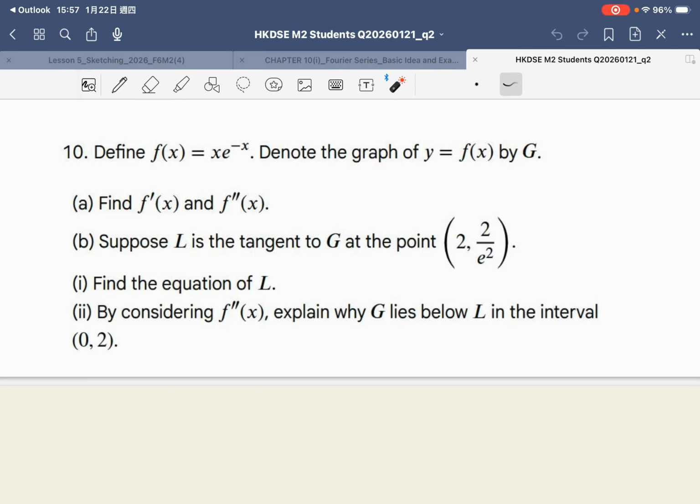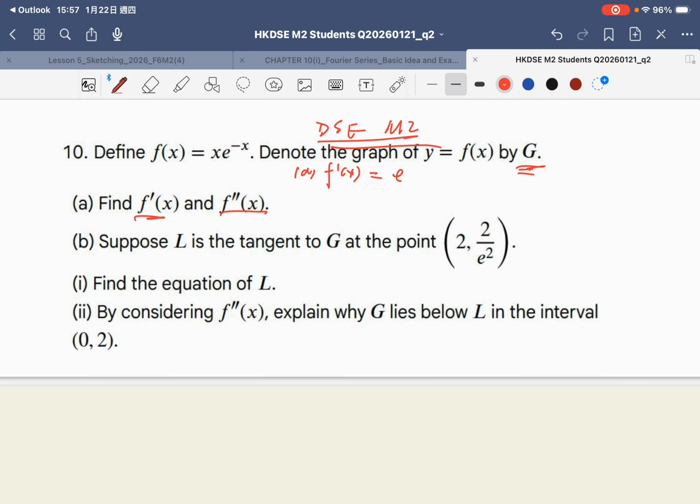This is a DSE M2 question. I think it is differentiation, including sketching and also tangent. Okay, first let's look at this question. f(x) is equal to x times e to the power negative x, and denote the graph of y equals f(x) by G. Calculate this too. I finished here.